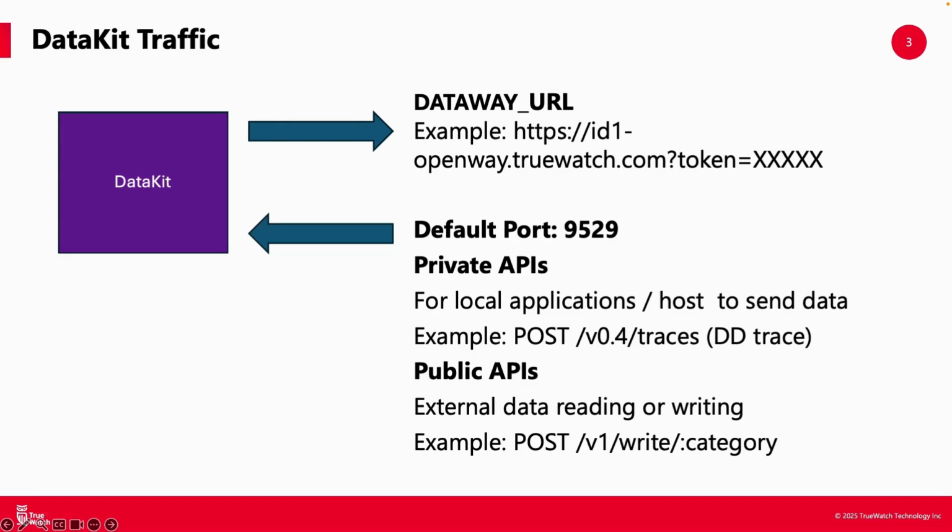Whereas for inbound traffic, by default, DataKit listens on port 9529. It's divided into private and public endpoints. The private APIs are used by local applications on the host itself for sending metrics, traces, or logs to DataKit. The public APIs can be exposed externally to allow remote reads or writes.